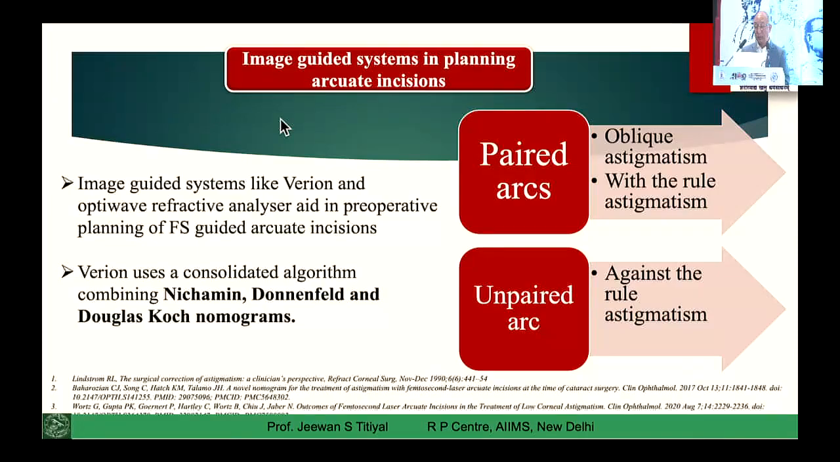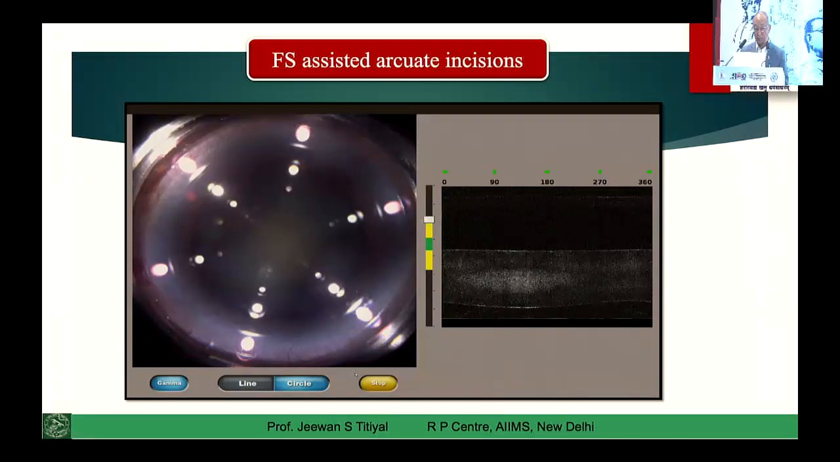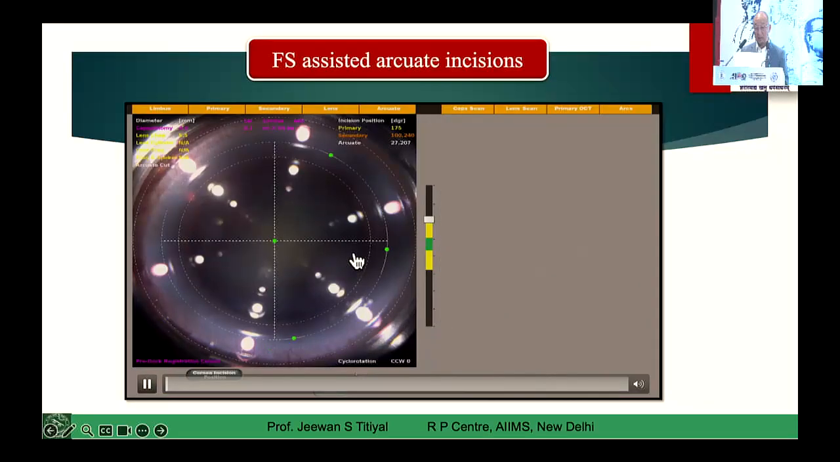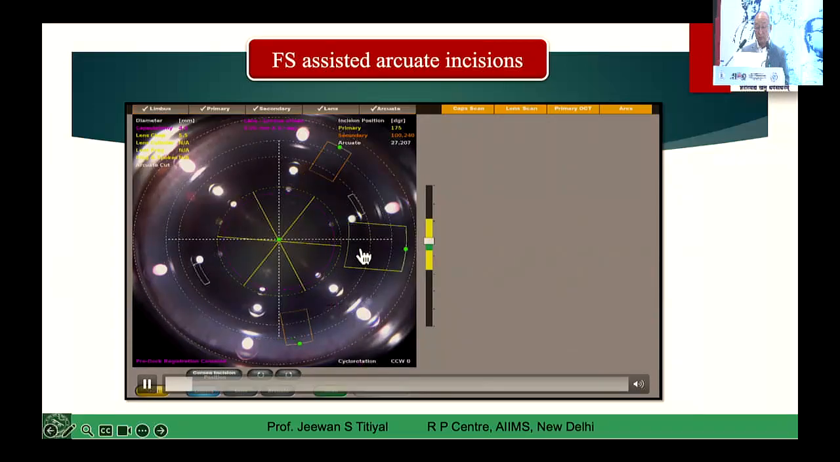So if you have an oblique astigmatism with the rule astigmatism, you can do paired arcuate keratotomies. If you have against the rule, you can do a single arcuate keratotomy in these patients also. So this is one of the indications. I think this is a patient where we'll be doing it because this has an almost against the rule astigmatism, my arcuate keratotomy is coming here.